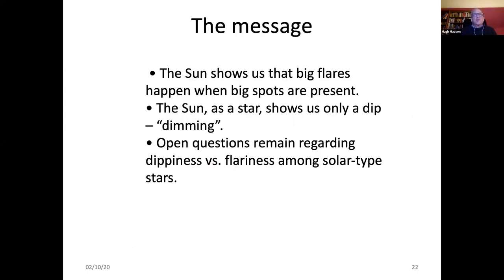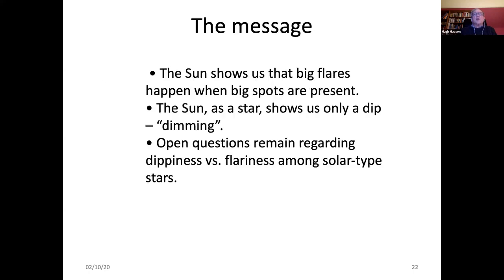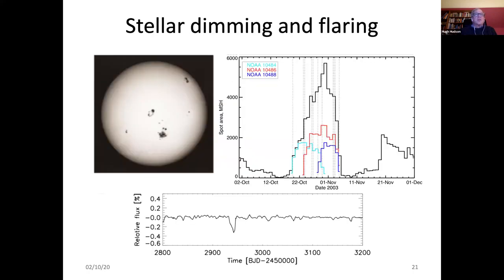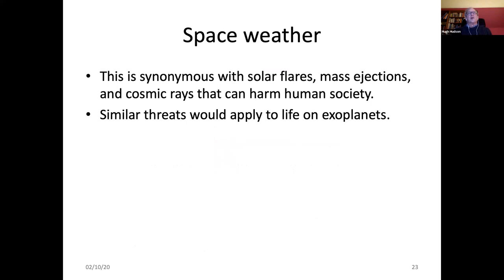Right, so the message here is what I've just described, dippiness and flariness, and the sun, which is just showing you dips. Okay, so now I want to get on to space weather. Space weather, as I said, this is the source region for these aurorae that we had across Scotland in 2003. And that's an element of space weather. Space weather, that's a new term to describe what solar flares and coronal mass ejections and solar cosmic rays do.